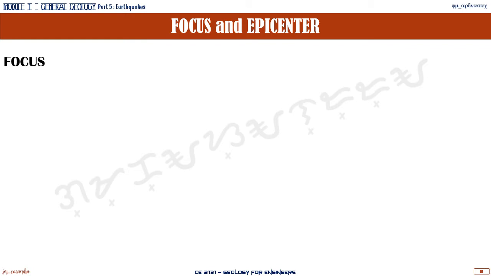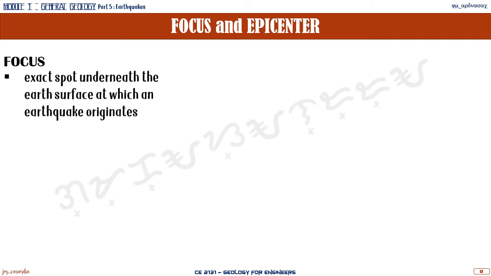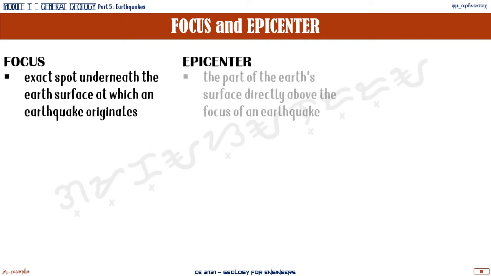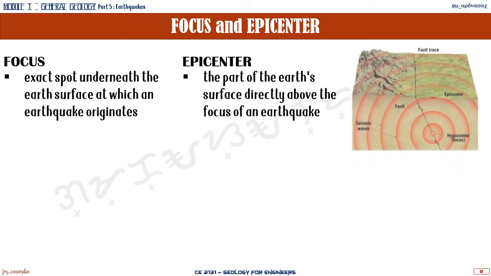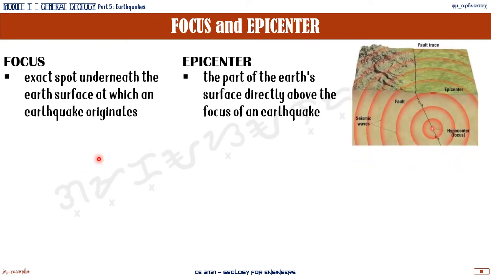When we say focus, this is simply the point wherein the actual earthquake happens or originates. Okay? While epicenter is simply that spot or point right above the focus of an earthquake. So in this image, we can see here your focus. This is where the energy started. And then right above it is our epicenter.